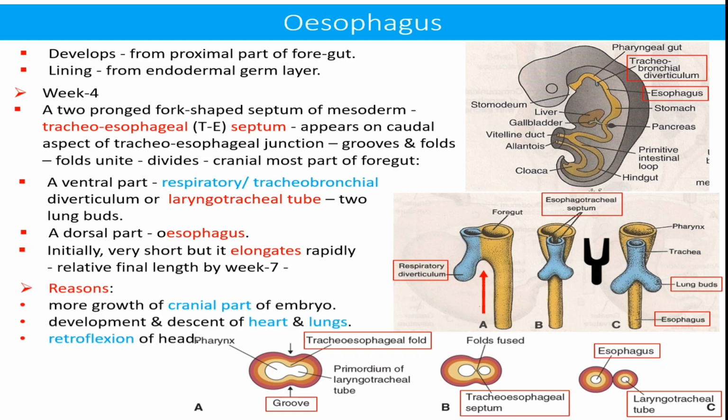The reasons for its elongation are: number one, more growth of the cranial part of the embryo; number two, development and descent of the heart and the lungs; and number three, retroflexion of the head of the embryo.